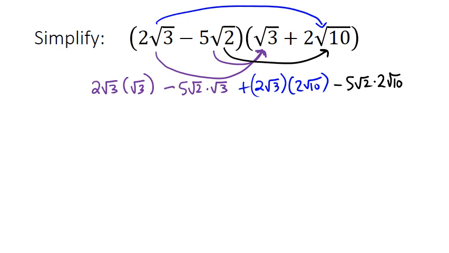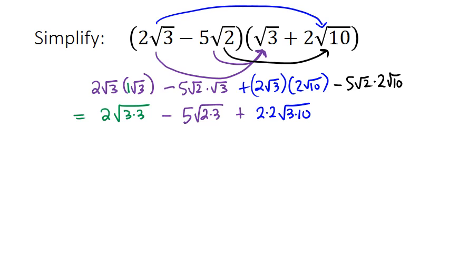Now we're going to simplify each component. So we have 2 times our coefficient of 1, so we have 2. And then we have root 3 times root 3. The next thing we have is 5 times 2 times root 2 times root 3. Next, we have 2 times 2, and then we have 3 times 10. And last, we have 5 times 2 and 2 times 10.